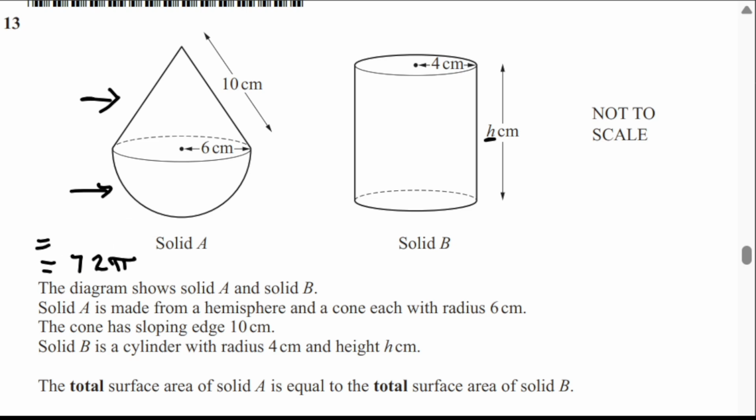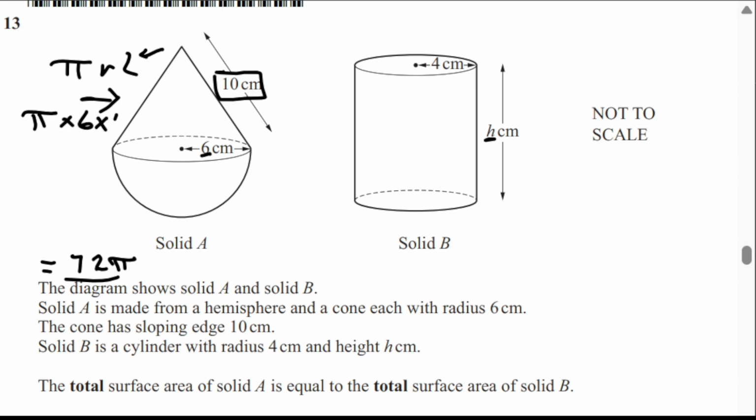So we got the area of the hemisphere. It's 72 pi. Let's keep it here. Now let's look at the cone up here. It's a curved surface area, and also the formula is given. To find that area, it's just pi r l. L is this length here, which is 10, and r is the radius, which is 6. So let's substitute these values. It's going to be pi times 6 times 10, so it's 60 pi.